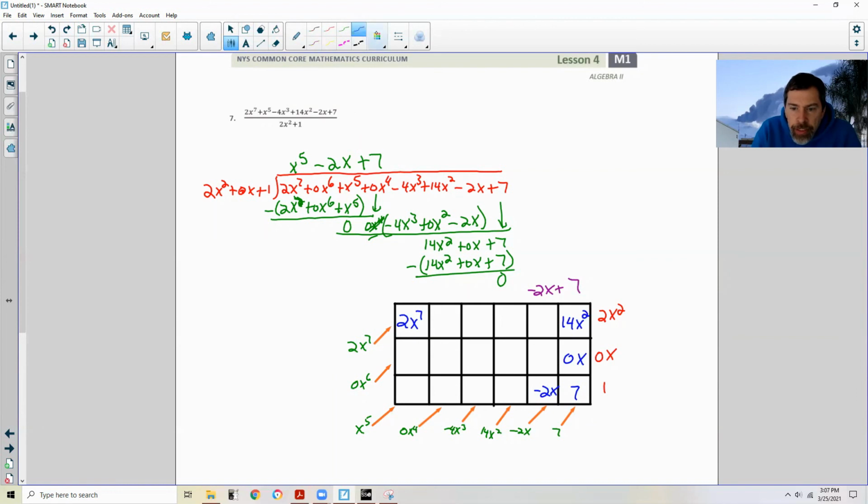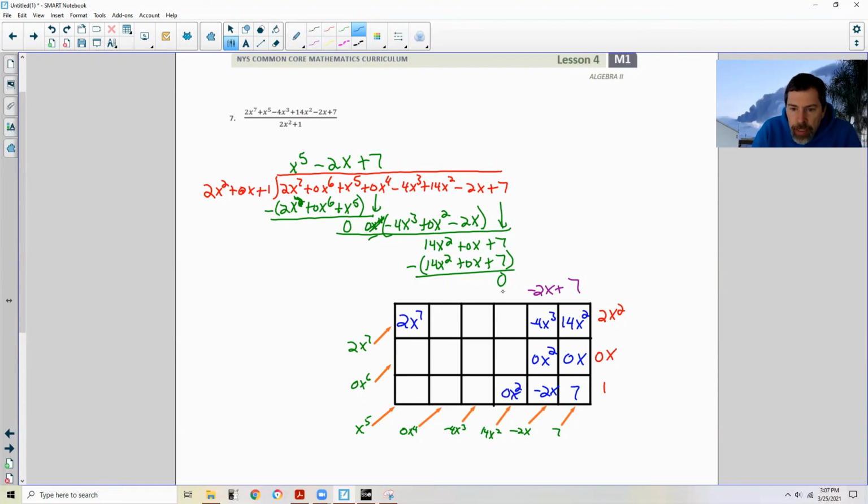So now we fill in the next column. 2x squared times a negative 2x is negative 4x cubed. 0x times negative 2x is 0x squared. Okay, 14x squared plus 0 is 14x squared, plus what is 14x squared? Well, it's another 0x squared.